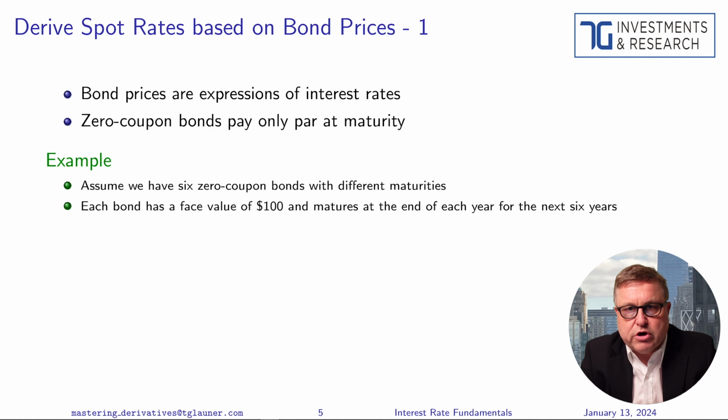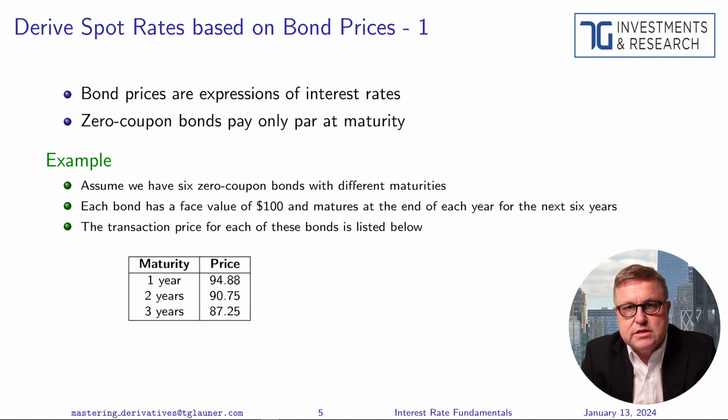Each bond has a distinct price, as they have different maturities. These transaction prices are listed here. For instance, consider 1, 2, and 3-year bonds. The 1-year bond is priced at $94.88 today. You buy it now and get $100 back in 1 year. A 2-year bond costs $90.75 today for a $100 return in 2 years. Similarly, purchasing a 3-year bond for $87.25 today yields $100 in 3 years' time.